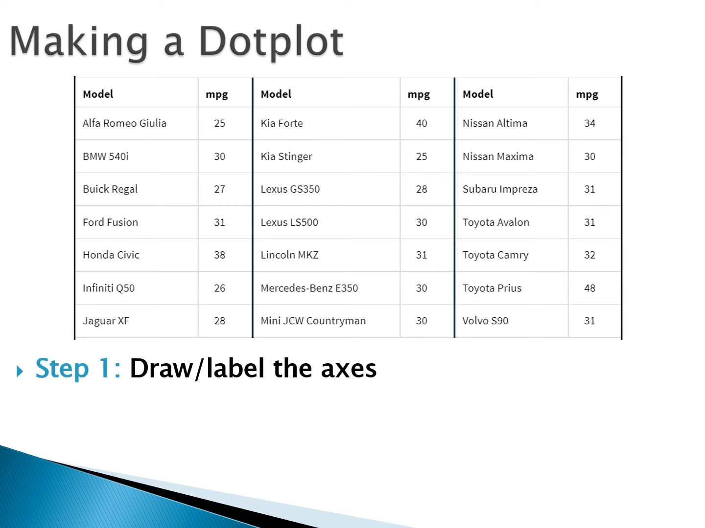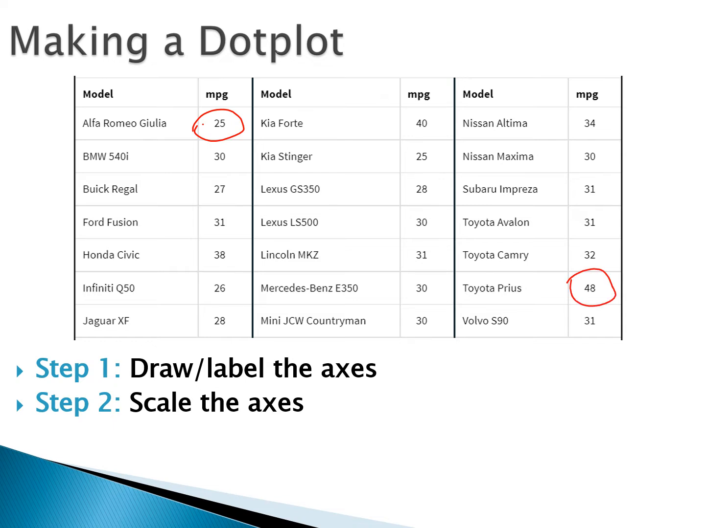Step 1, draw and label the axes. And step 2, scale the axes. This is something that's pretty common as the first 2 steps of any graph that we make. So when we scale the axes, we would just want to make sure that we have enough room to fit all of our data on there. So when we look at this, we want to find the minimum and the maximum values, and then just choose a scale.